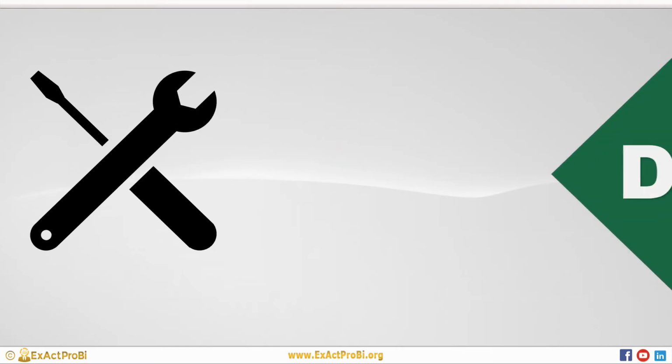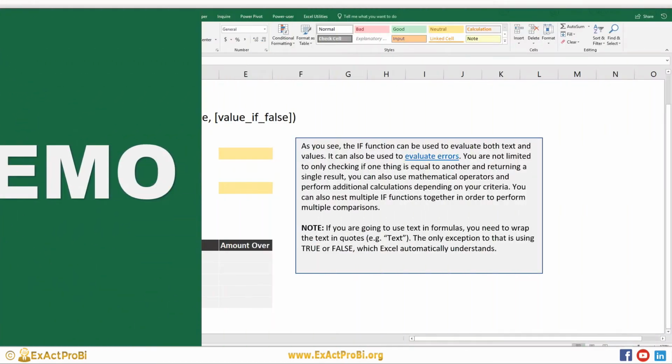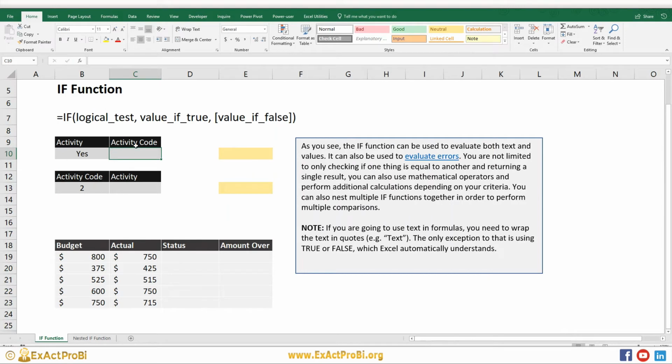Let's understand the IF function with an Excel demo. Let's understand the IF function with this simple example. So in cell C10, I'll be writing IF activity is equal to yes, I want 1, otherwise I want 2. I press enter. I get 1. Why? Because the activity is yes.